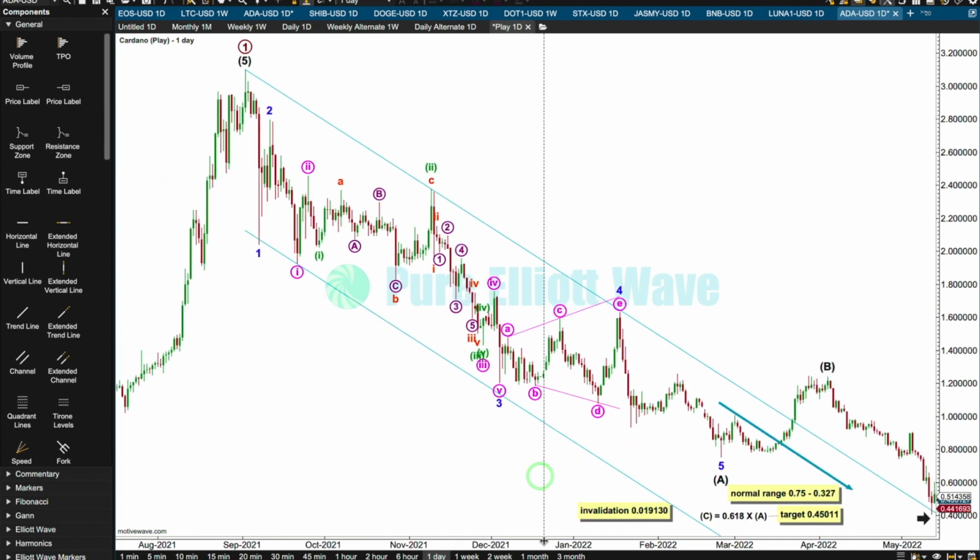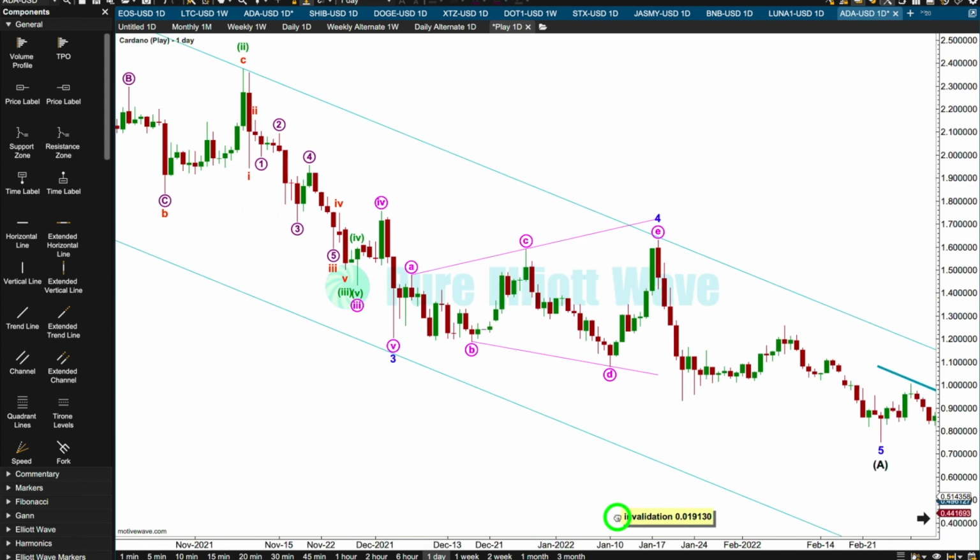Let's expand this out. This is interesting from a geeky Elliott wave point of view. Is B over here? What's the low here? 1.187, and here this is the low. Okay, A, B, C, D, yeah, they all look like zigzags.